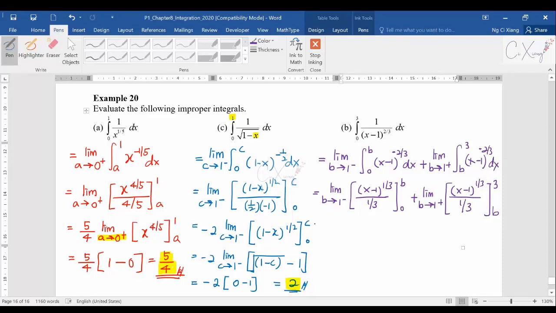Okay, all right. So now again, for this part, I don't like the term to be like this as a fraction. So I write out: I'm having 3, then limit b to 1 minus. Now I want to put in the value of b. So I'm having (b minus 1) power 1 over 3, minus, I substitute 0 into this. I will have negative 1.